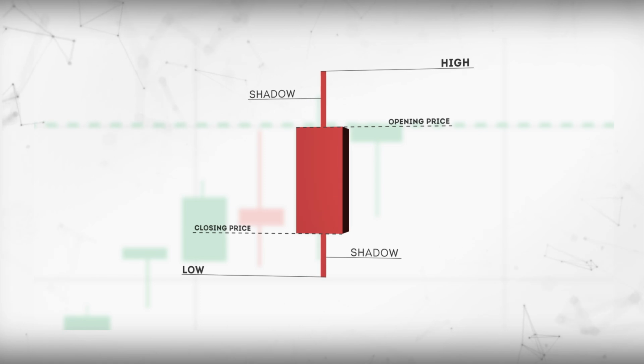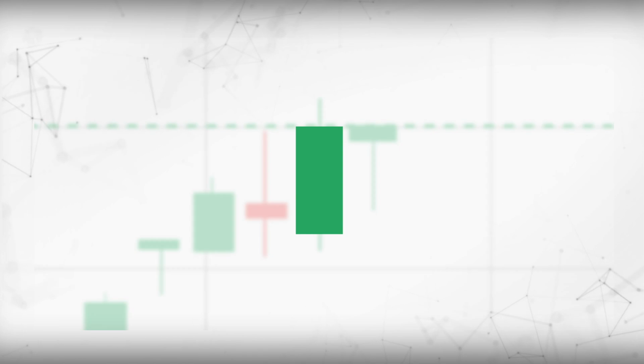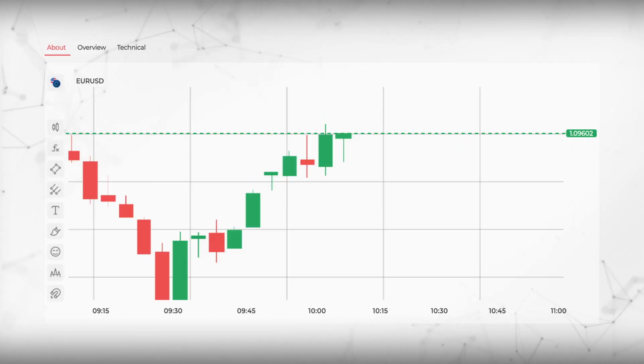These highs and lows form a candlestick's shadow. Sometimes it's also called a candlestick's wick. For forecasting the further movement of quotes, you should analyze a whole array of such candlesticks.